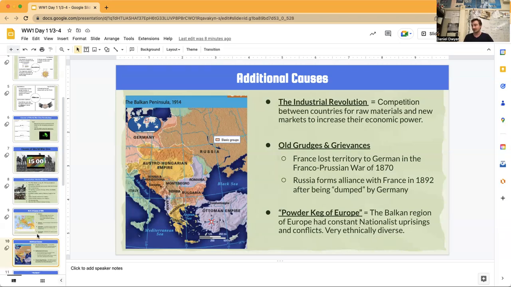Russia is going to form an alliance with France in 1892 after being dumped by Germany. So they had prior alliances, but then they're going to kind of be holding that against Germany.